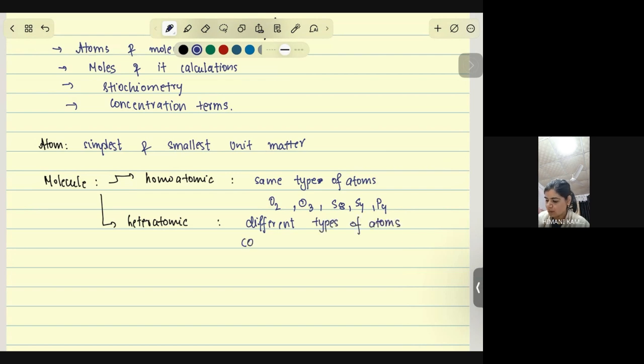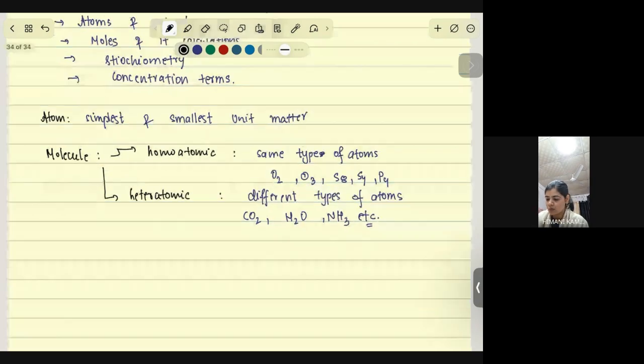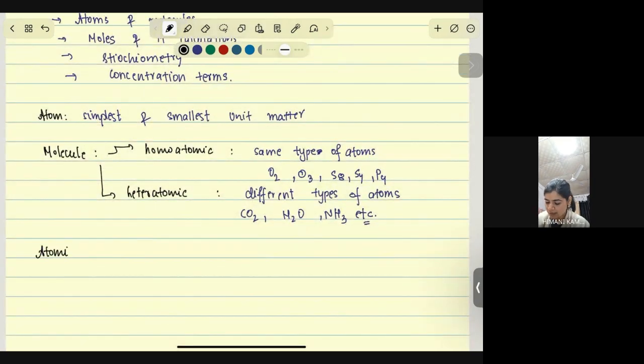atoms. For example, CO2, H2O, ammonia, etc. Now we have to calculate what is atomicity for the molecule. So atomicity is the number of atoms present in a molecule.